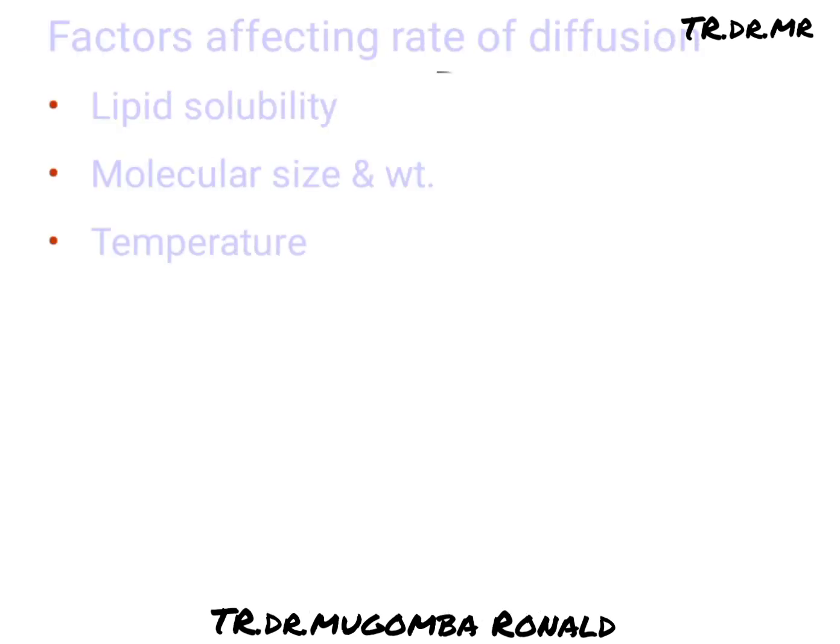So we have a number of factors that affect the rate of diffusion, like the solubility in lipids. Lipid soluble molecules will usually cross the cell membrane with ease, unlike lipid insoluble molecules. Molecules which are relatively small in size will cross the cell membrane with ease compared to molecules which are large in size. At a higher temperature, molecules will possess a higher kinetic energy, so they are more likely to cross the cell membrane with ease as compared to molecules at low temperatures, where they have low kinetic energy.